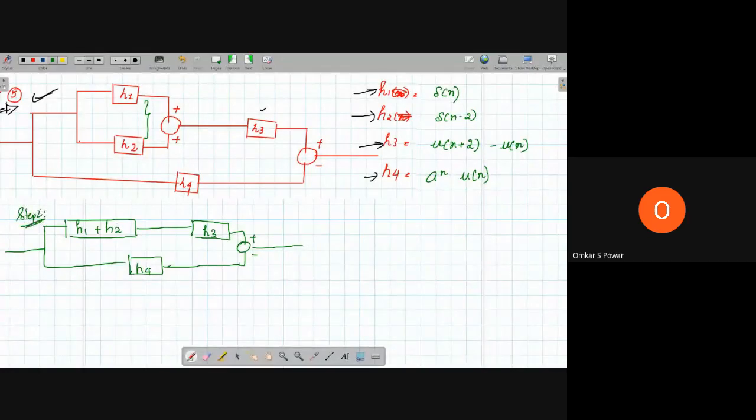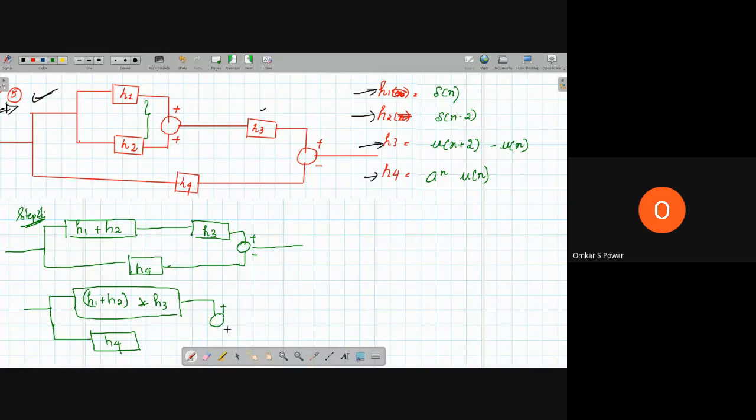Okay. Now this is your step 1. In step 2, this H1 plus H2 is in series with H3. Okay. So what we have to do? We have to do convolution. So H1 plus H2 you convolve with H3. Okay. So this you convolve and you keep it. Then H4 will be as it is. Then you are connecting this to the block. Okay. Now this is your step 2.